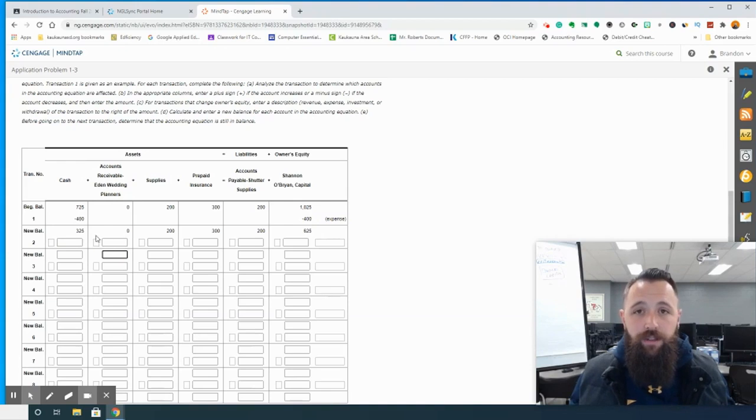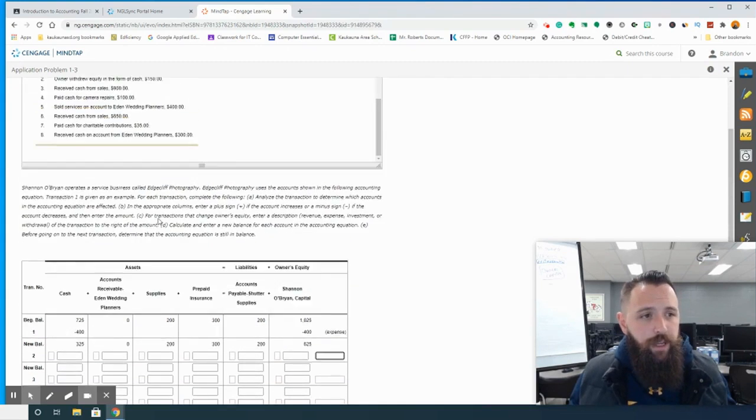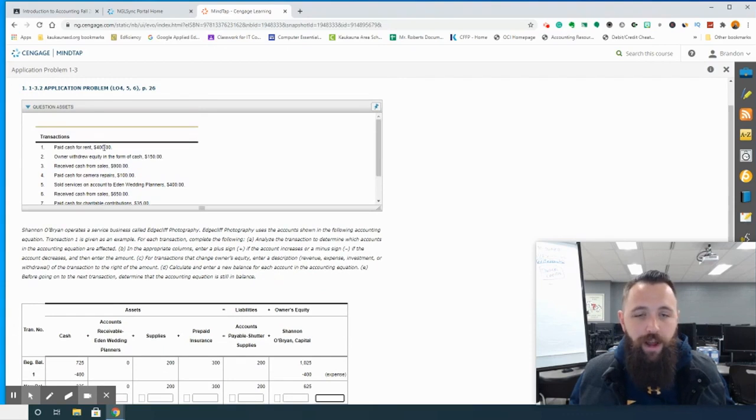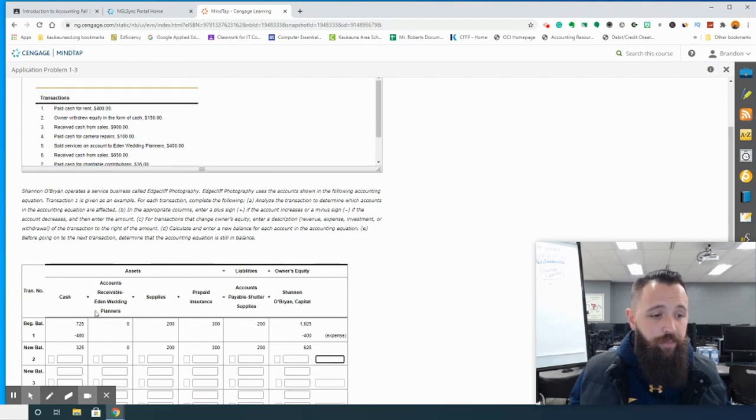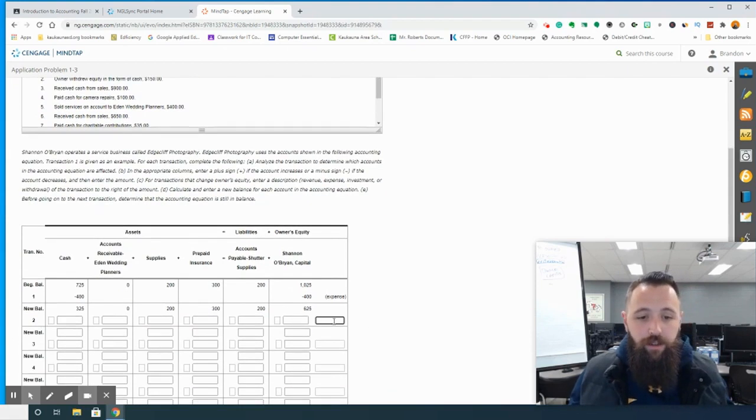Make sure that if the new balance is 0, you put in 0, okay, until there's a number that you carry down. And over here, though, this is the new thing, okay, where you're going to put in either a revenue, expense, investment, or withdrawal. So you're going to label these transactions. So the first transaction was paid cash for rent. Well, that's an expense. We're going to write down expense here. Next, owner withdrew equity in the form of cash for transaction number 2. So for transaction number 2, the owner took out money. What's that called? It's called a withdrawal.